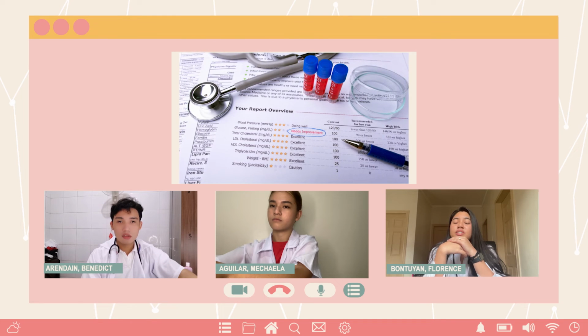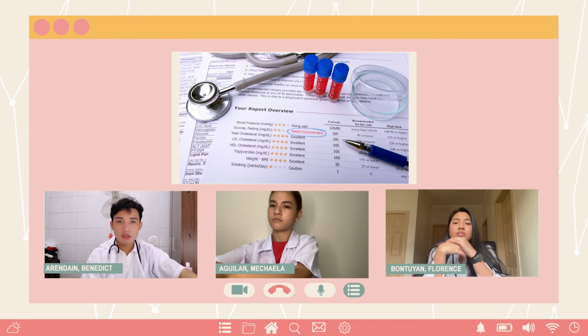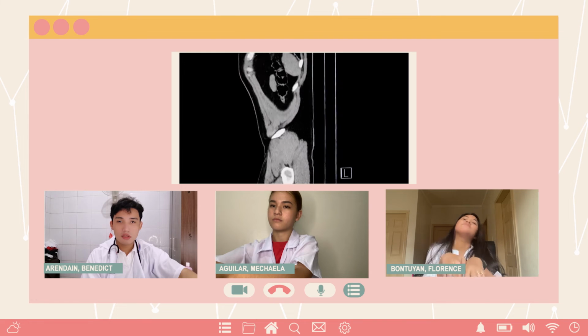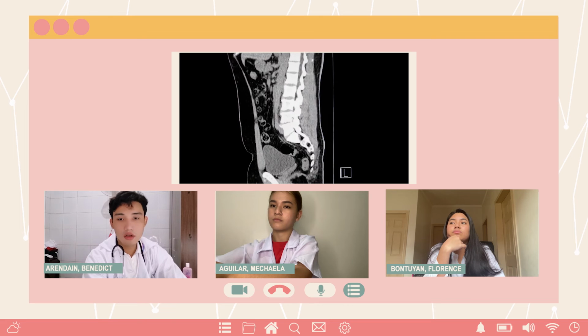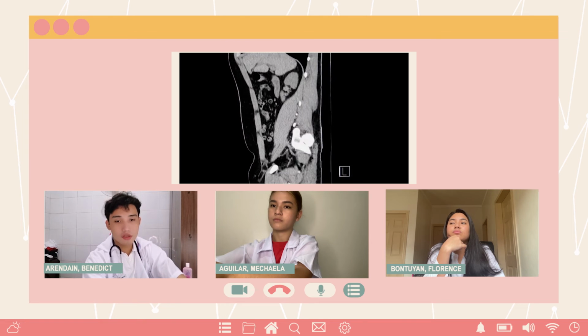Which means that it is not nasal secretion or mucus. She's leaking spinal fluid from her nose. Yes, it is definitely not a cold. This is neuro and it is surgical.